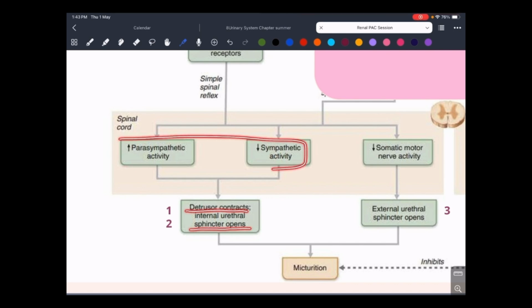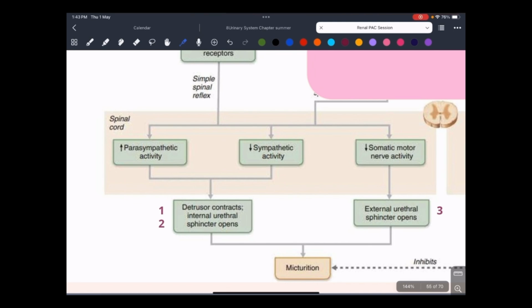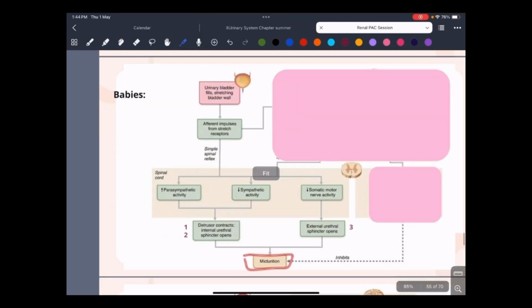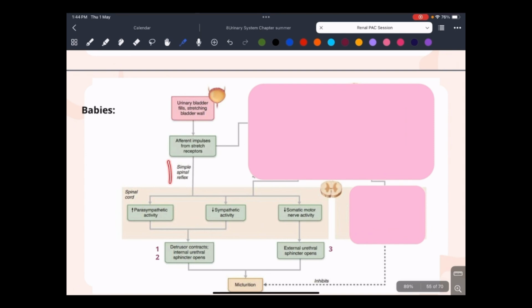And again, remember, parasympathetic is the chill one, and sympathetic is associated with fight or flight and being not in the position to go and urinate, basically. And then somatic will decrease so that the external urethral sphincter opens, and then we have micturition. Simple enough. This is what the simple spinal reflex is. Simple as the bladder filled with urine and it excreted it out through changes in the parasympathetic, sympathetic, and somatic nerves or like systems. Okay?